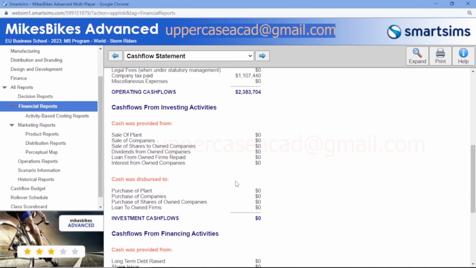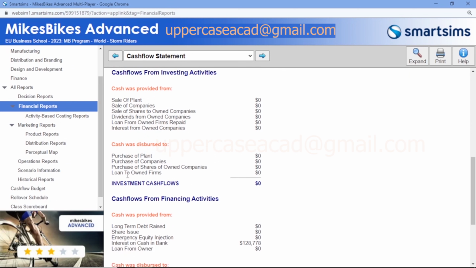Next we have the cash flow from investing activities, and this just shows you the sources and uses of cash from company investments. Here we have the source of cash as sale of plant, sale of companies. I did not sell any plant, that's why you're seeing I don't have anything here. Then disbursed to, then that's there.